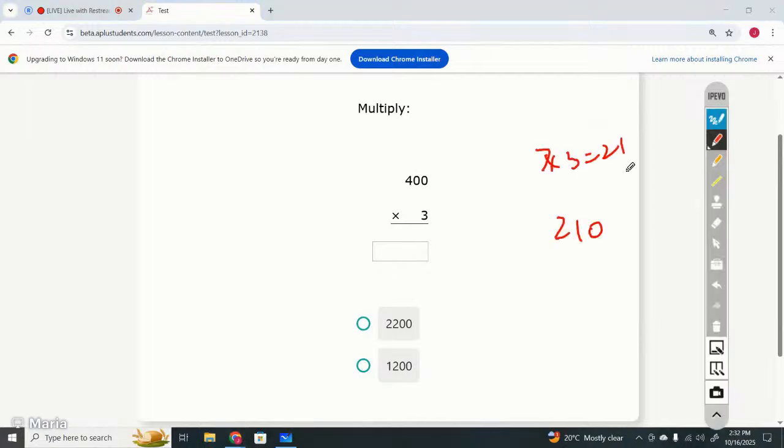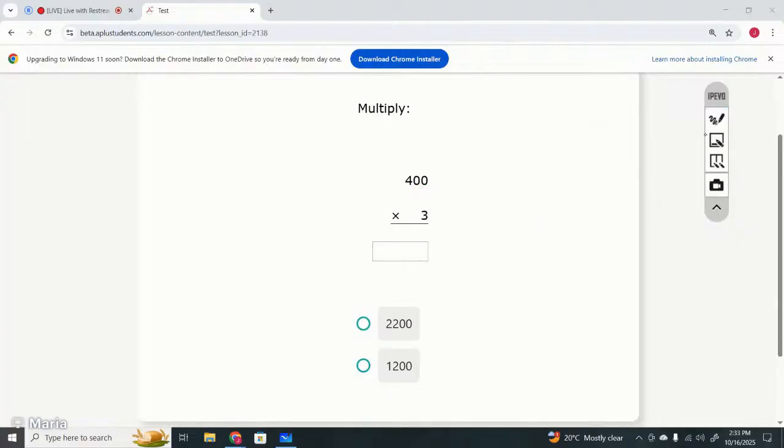3 times 4 is 12. Then add the two zeros. So that is 1200. Option number 2 is the correct option. 1200 rupees.